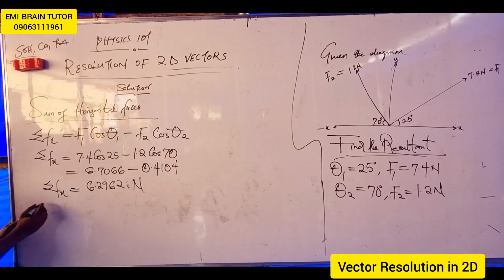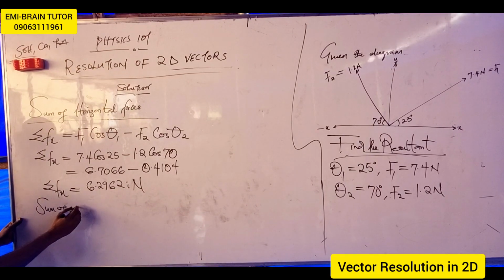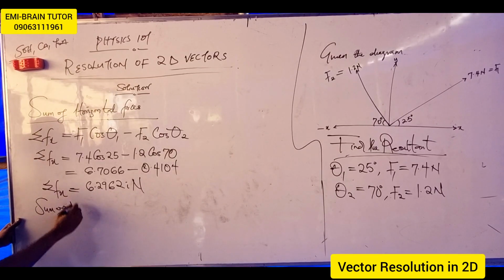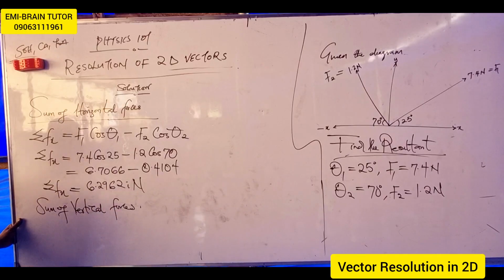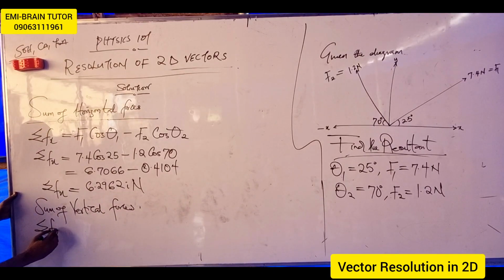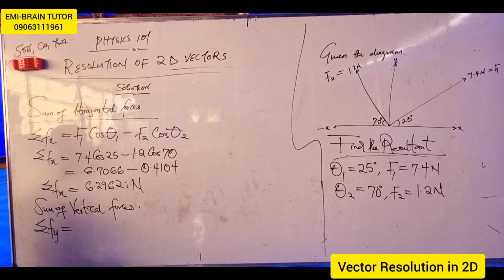Okay, so what's the next now? Sum of all, sum of what? Vertical forces. Meaning sum of what? F_y equals, now let's start again.